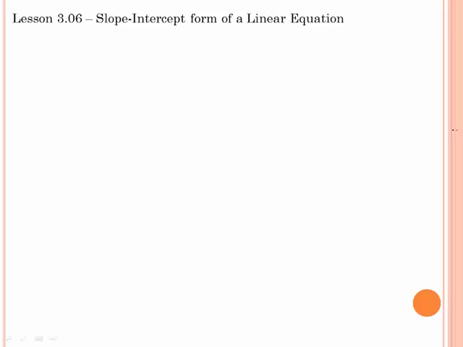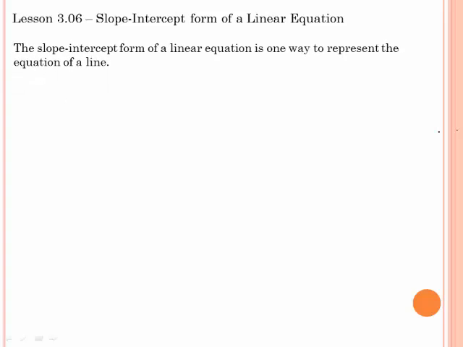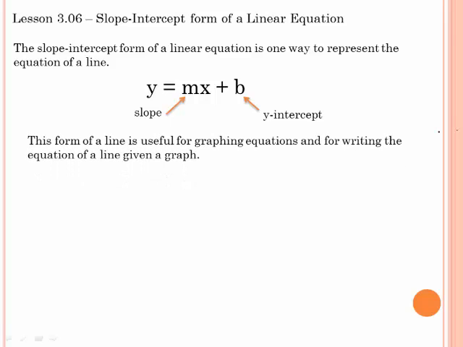Lesson 3.6, Slope-Intercept Form of Linear Equation. The slope-intercept form of a linear equation is only one of the ways that we can represent the equation of a line. It's in the form y equals mx plus b, where m is the slope and b is the y-intercept. X and y remain variables. The form is useful for graphing and for writing the equation of a line given a graph.